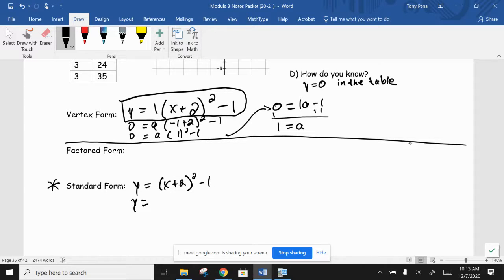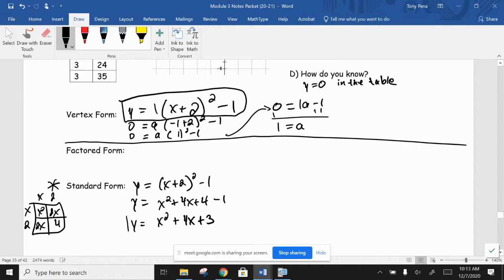And let's simplify this. Remember, if we did our little area model, I would have an x plus 2 on top and an x plus 2 on the bottom. So wouldn't that mean we have an x squared, a 2x, a 2x, and a 4? So this has to be x squared plus a 4x plus a 4, and then minus a 1. So our standard form, combine those like terms: x squared plus 4x plus 3. This is our standard form.